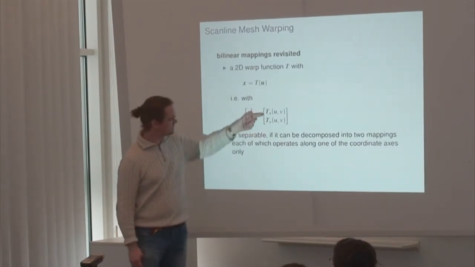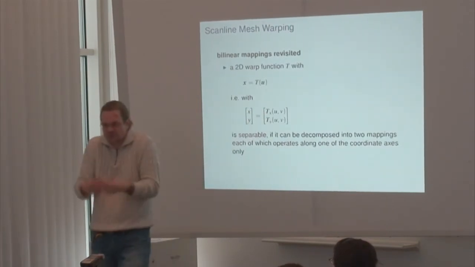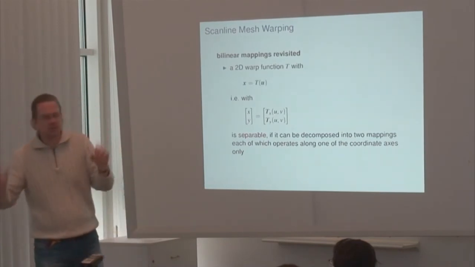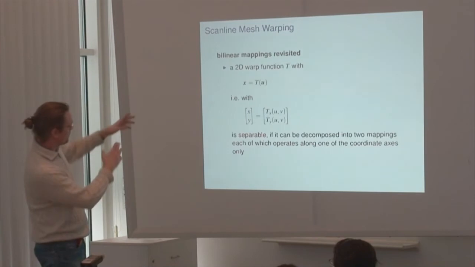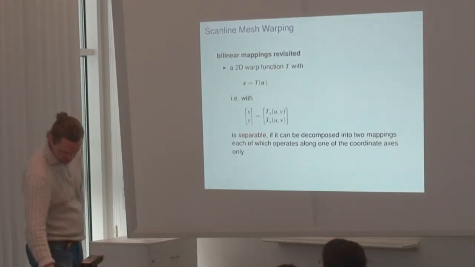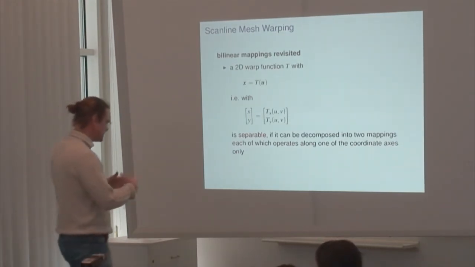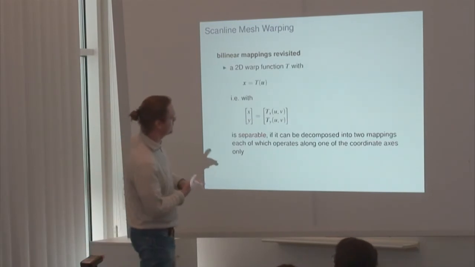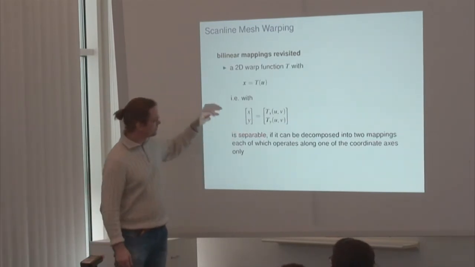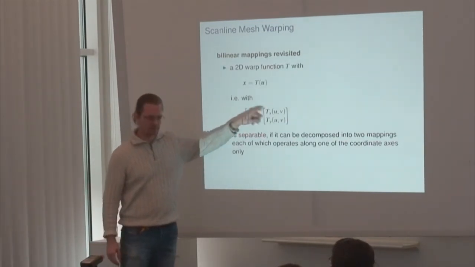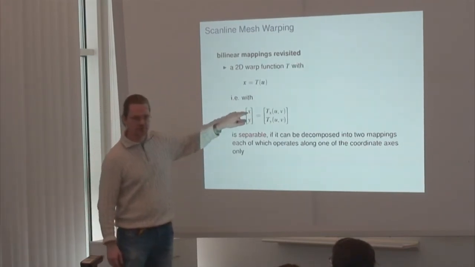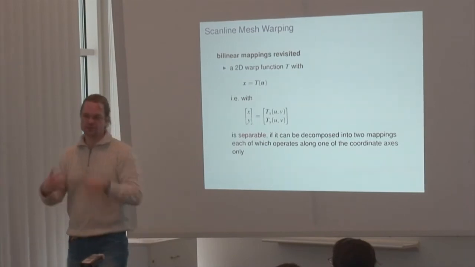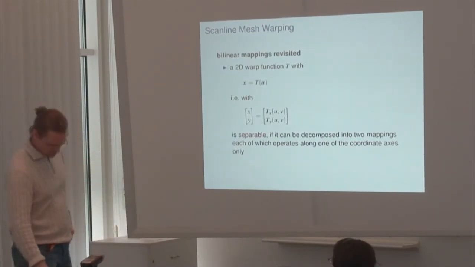So tx and ty are, in general, different things. Such a warp function T is called separable if it can be decomposed into a transformation that is first only applied to the x-coordinate, so we first produce the new x-coordinate, and once we have that, we apply another transformation to produce the new y-coordinate.